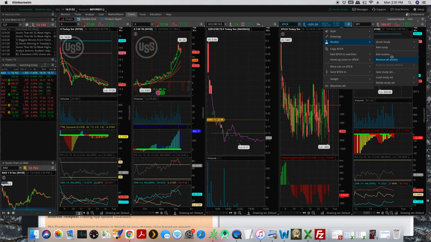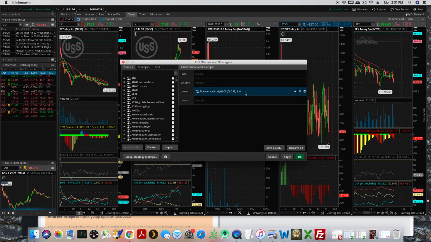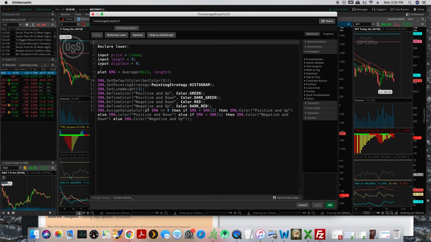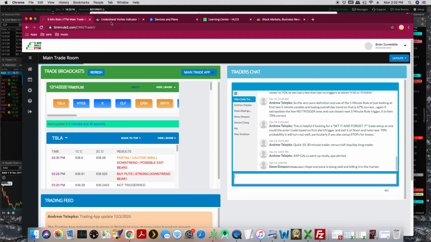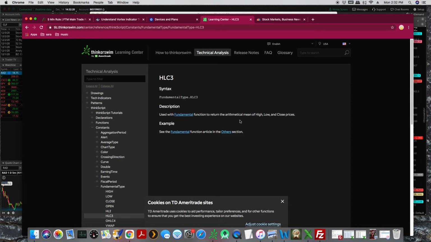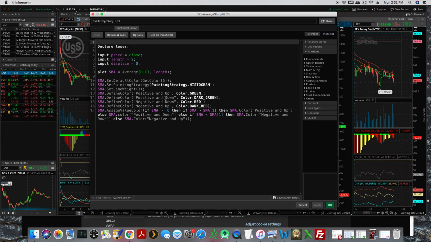For those of you on TOS, if you right click on a study, you can go into the actual source code. So basically, we're plotting the simple moving average of the average of the high, low, and close. I had to go look up what this HLC is: the arithmetic mean of the high, low, and close prices, over the last 9 periods. And you can change that 9. You can either shorten it or lengthen it, depending on how you want to trade.